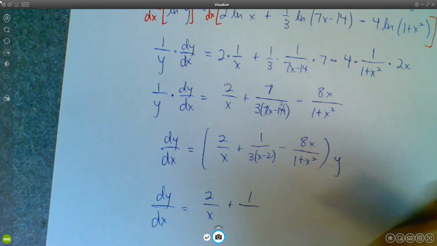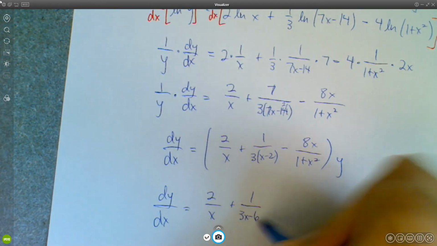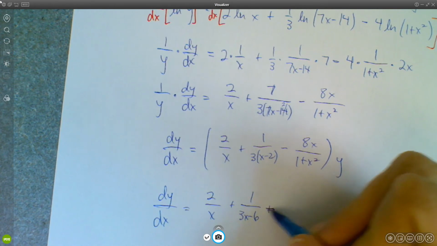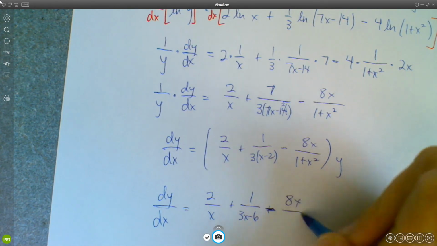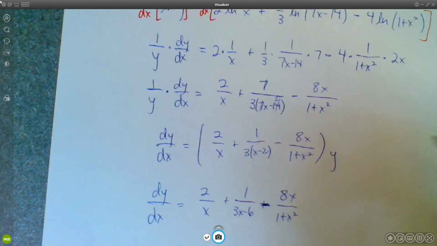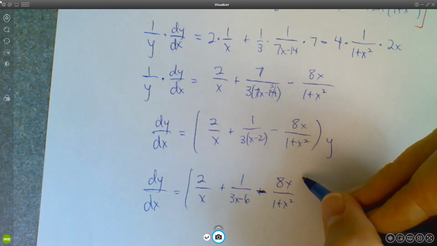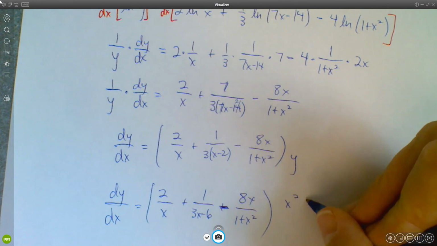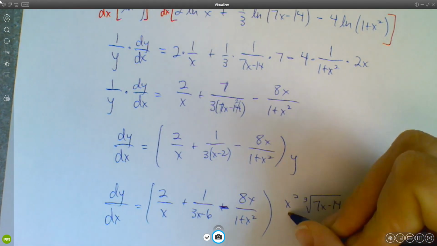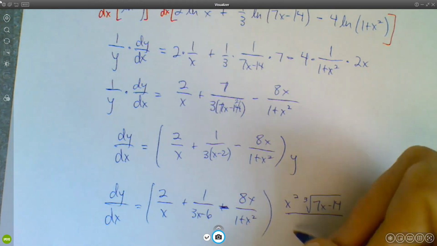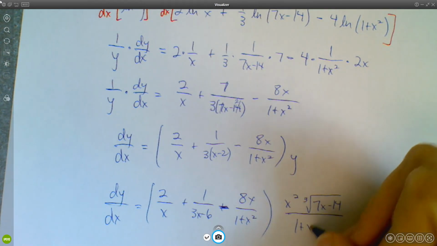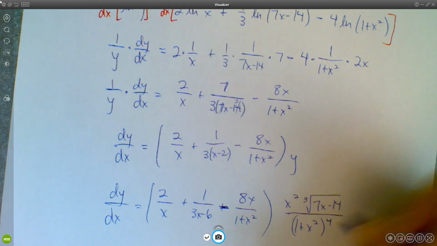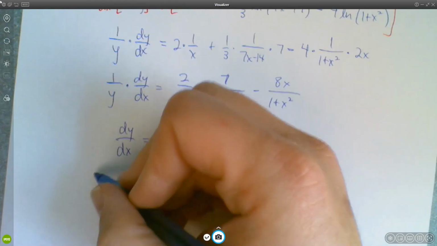If you wanted, you could distribute that 3x minus 6, I guess. Whoops, minus, sorry, 8x over 1 plus x squared, times x squared times the cube root of 7x minus 14 over 1 plus x squared to the 4th power. And there you go.